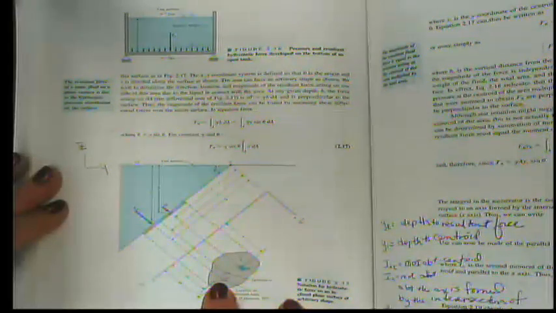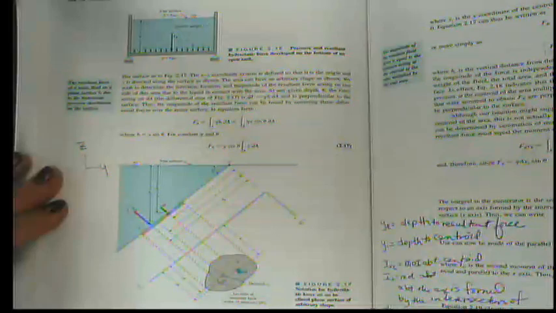So for example, if you had a gate and you needed to balance it or to tip it open against a hinge, you would need to have an idea of not only the resultant force, but also where the resultant force occurs so that you can overcome it with a tipping moment.